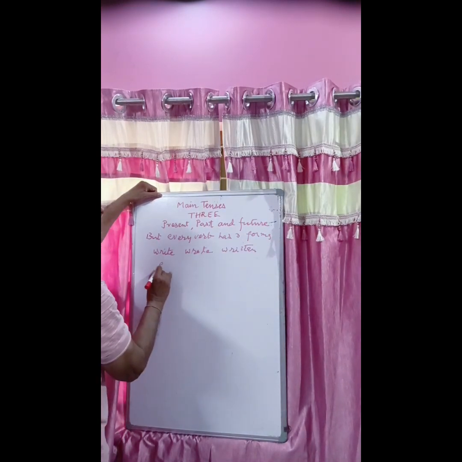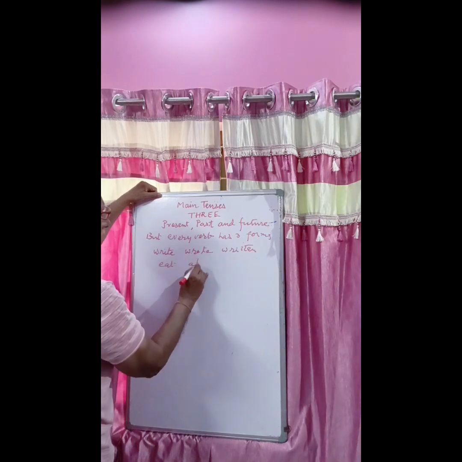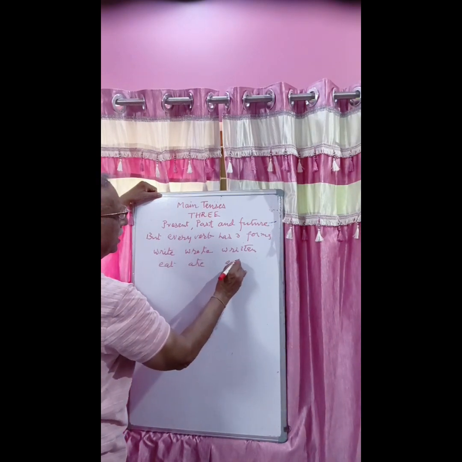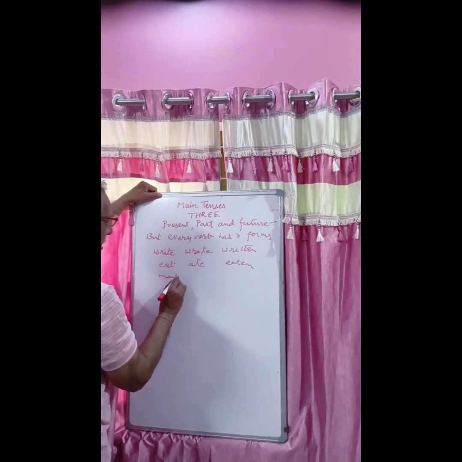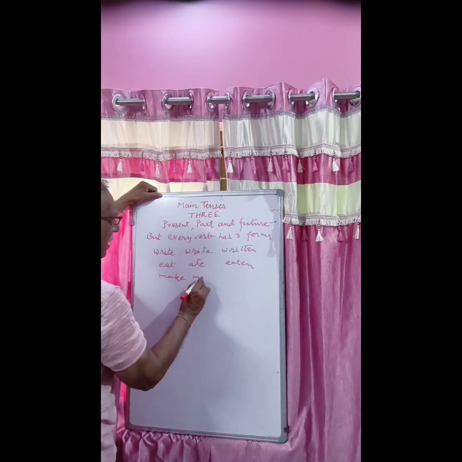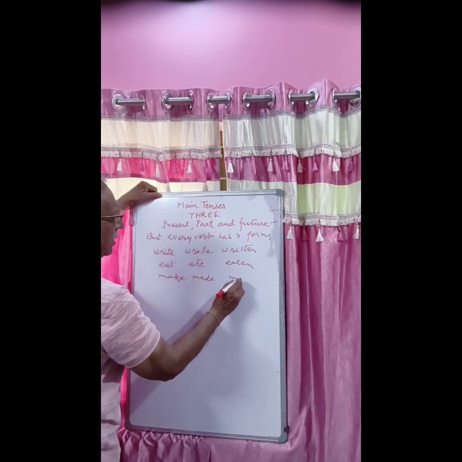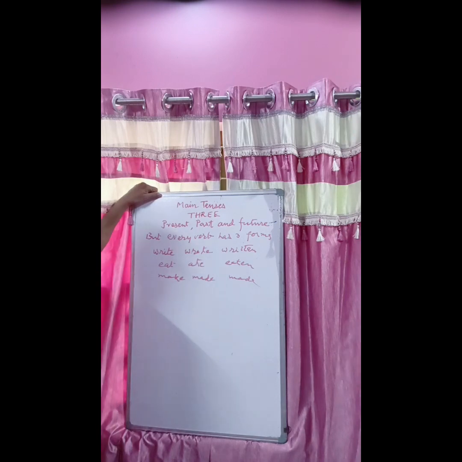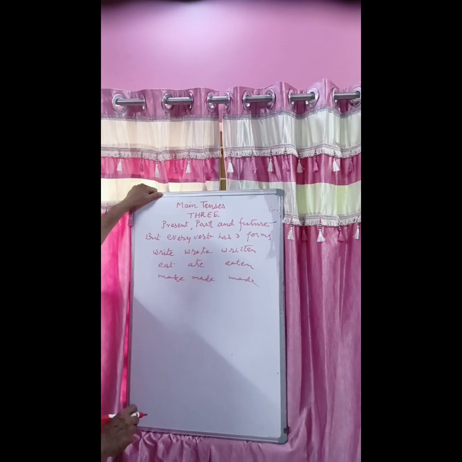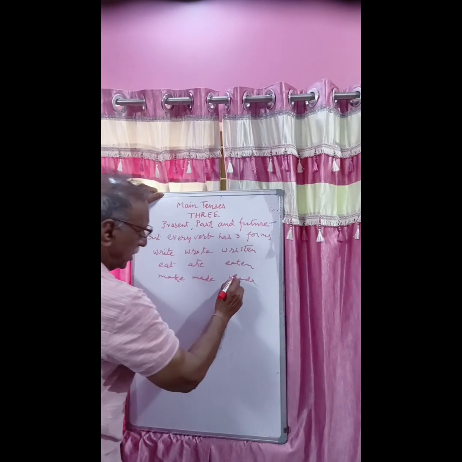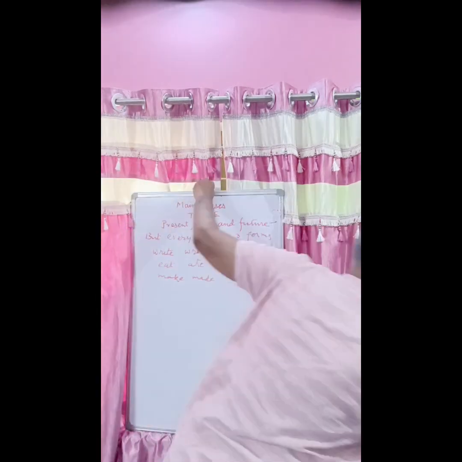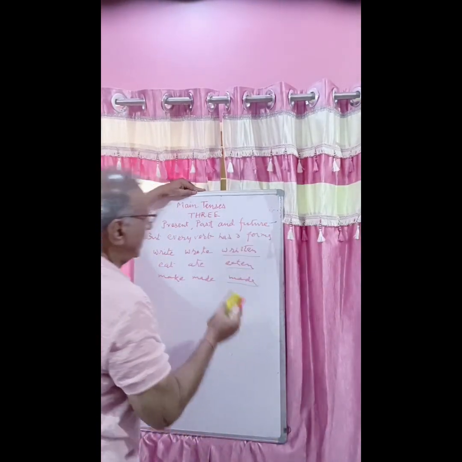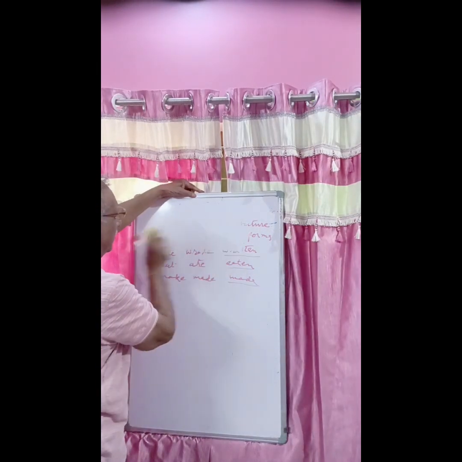Eat, ate, eaten. Make, made, made. Like this one. Now, when we study active voice and passive voice, we need the third form of this word. We need the third form of the verb.